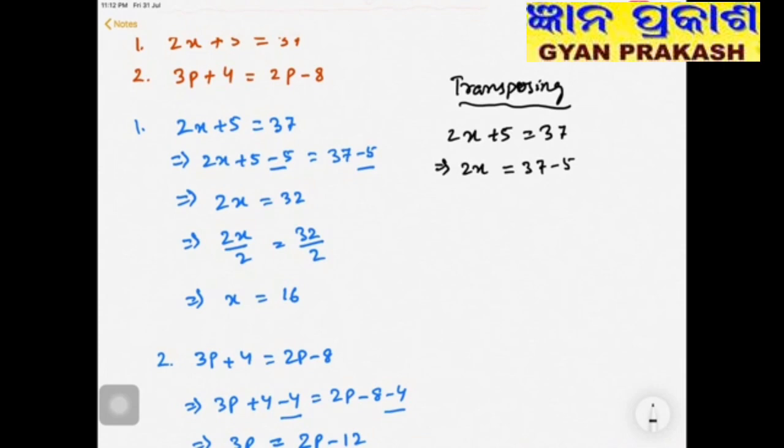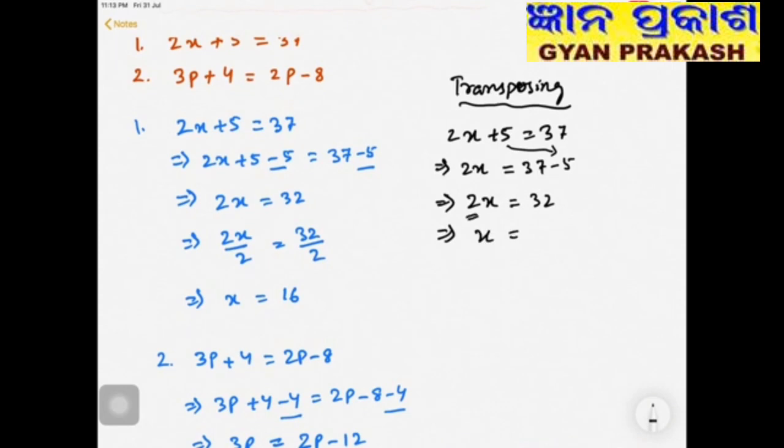If something is subtracted in LHS, it will be added in RHS. If something is multiplied in LHS, it will be divided in RHS. If something is divided in LHS, it will be multiplied in RHS. Okay, this is called transposing. When one number or variable changes the side, then the reverse process is done. So when I have taken 5 to RHS, it is subtracted, minus 5. Now 2x equal to 32, and you see 2 is multiplied here.